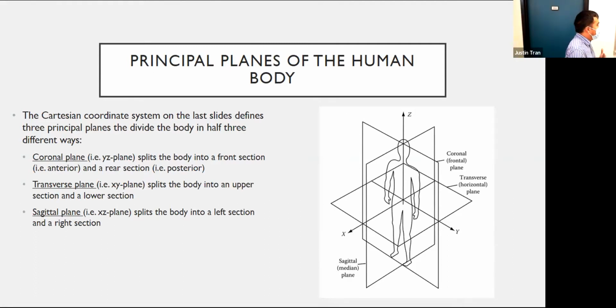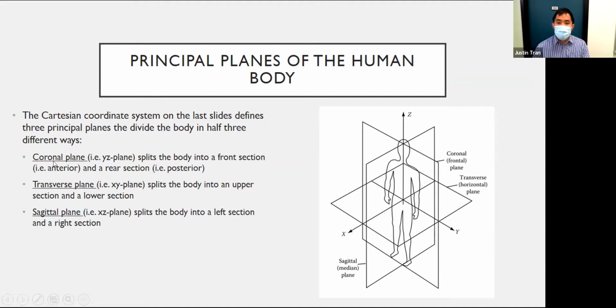Okay. And so for a Cartesian coordinate system, we have three principal planes, right? We have the XY plane, we have the XZ plane, and the YZ plane. Okay. And so we can split the body into those planes as well, right? And we've given them specific names based on how they split the body, right? And so there's three principal planes here.